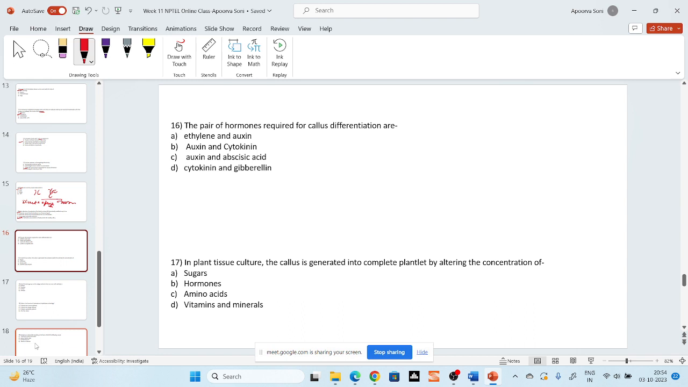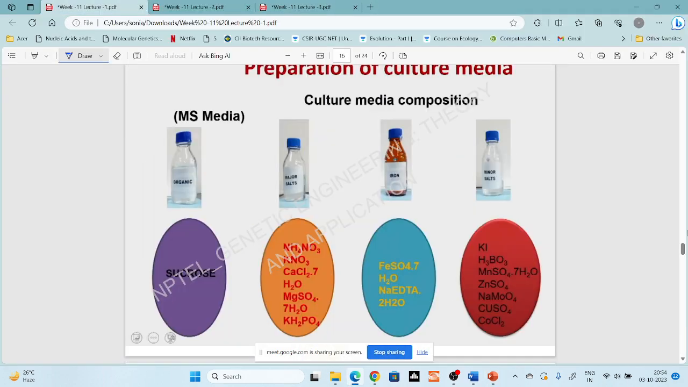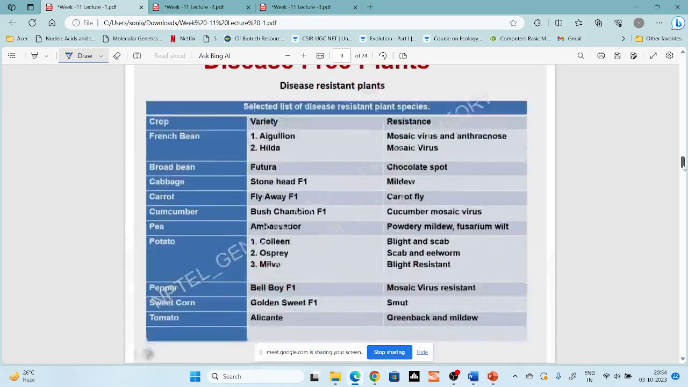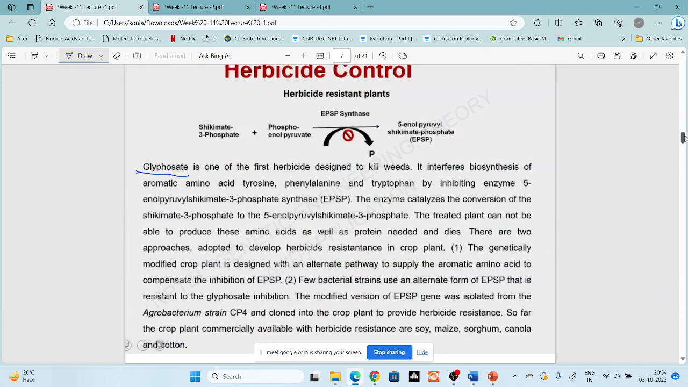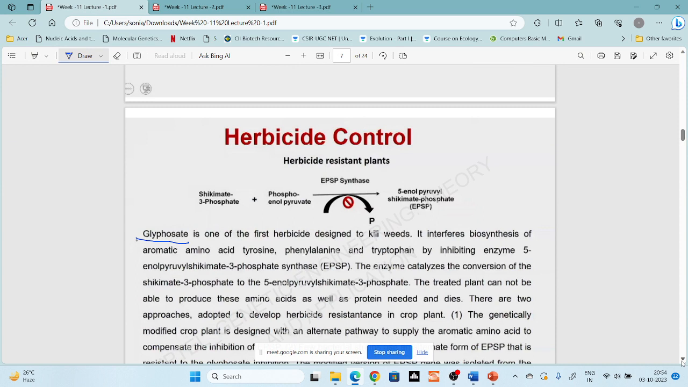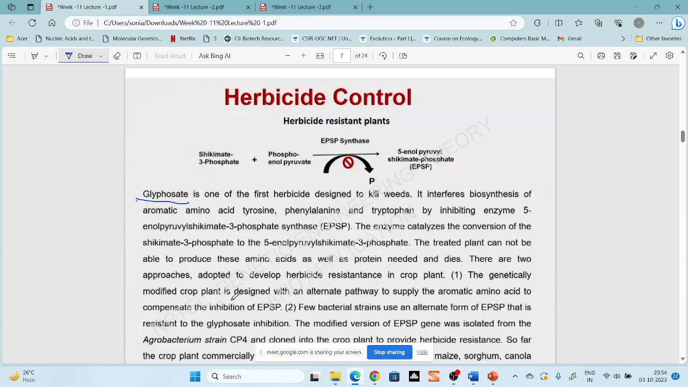Okay, so what you are saying is different. You're getting confused now. See, I'll just explain to you. In the first lecture only it was there, herbicide control. Here there were two strategies. The genetically modified crop plant is designed with an alternate pathway to supply the aromatic amino acid to compensate for the inhibition. You have to understand this. Can you just repeat the question so that I can explain in a better way? Ma'am, I was saying that if a plant is herbicide resistant, that doesn't necessarily mean that it is not taking up that herbicide, right?